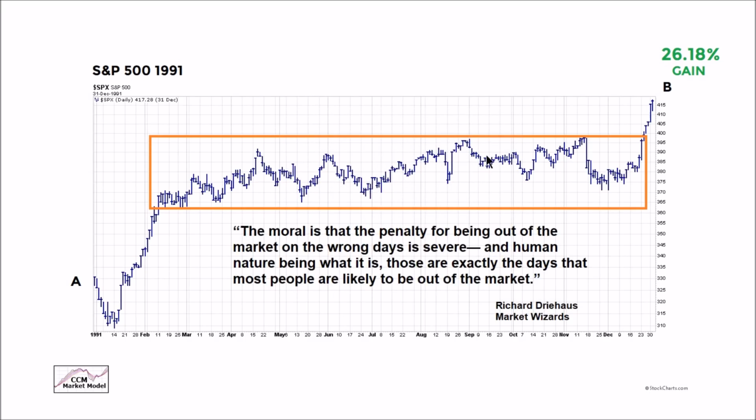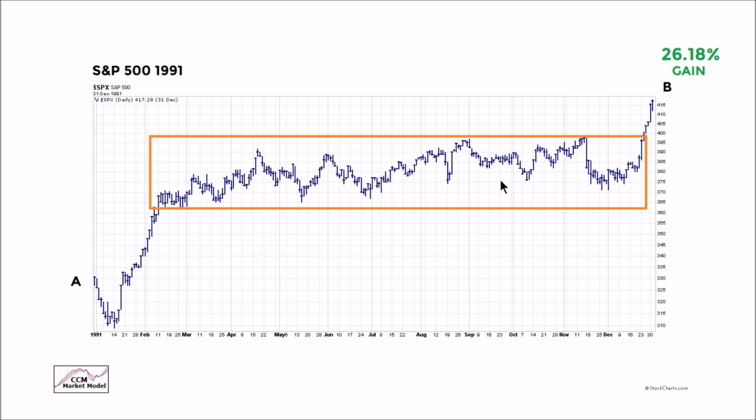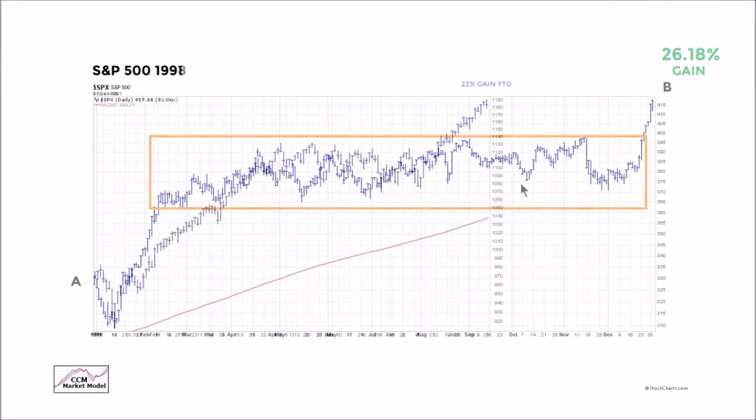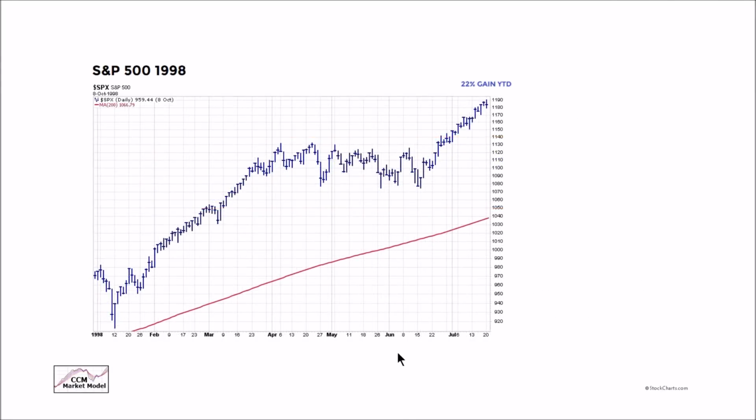1991, a very, very difficult year, but it was possible to capture a very satisfying gain between point A and point B. Volatility is not abnormal at all. Actually, low volatility is relatively rare. 1995 and 2017 are the rare years. This is more typical. Now let's look at another example.